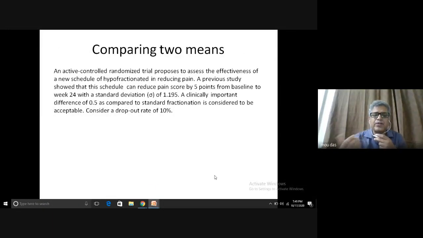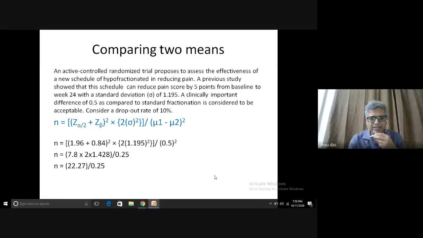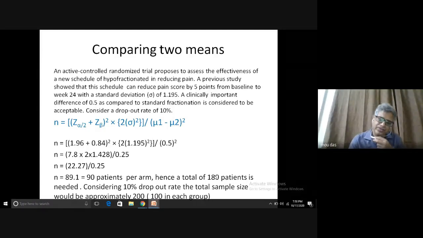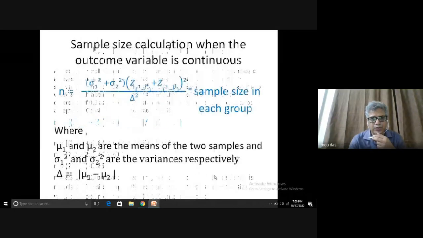Suppose there is an active control randomized controlled trial to see the effectiveness of a new schedule in reducing pain. We say that we will accept it if it reduces the pain score by 5% from baseline with a standard deviation of 1.195, and we consider a dropout of 10%. We calculate the sample size using Z alpha by 2 and Z beta, where power is 80%. The sample size comes to around 90 patients per arm. Because there is a dropout consideration of 10%, we add 10% to each of them. So the total sample size comes to be 200.